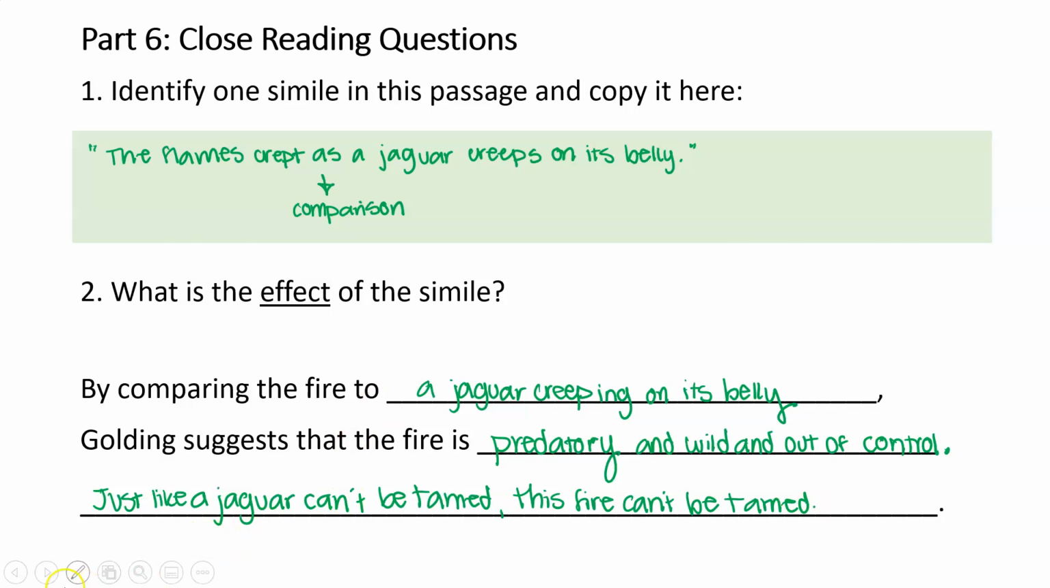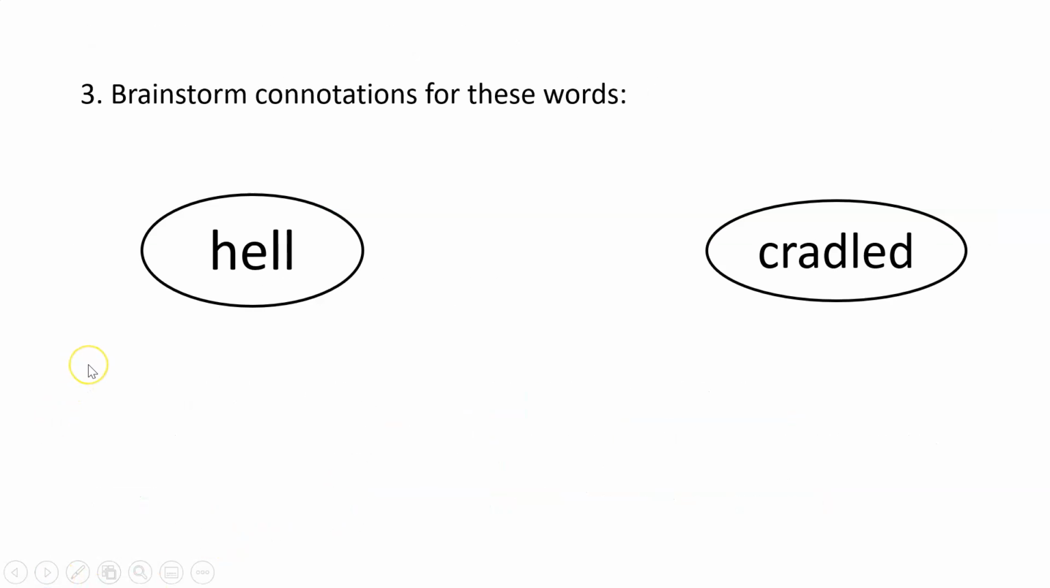Okay. Next, I'm going to ask you to brainstorm connotations for these words. So pause for a minute, see if you can brainstorm at least 3 or 4 connotations for each word, and then come back and we'll see. I'll tell you what I was thinking. So one of the connotations for hell definitely is fire and flames, like being burned up. Hell obviously is a very negative connotation. It's eternal suffering.